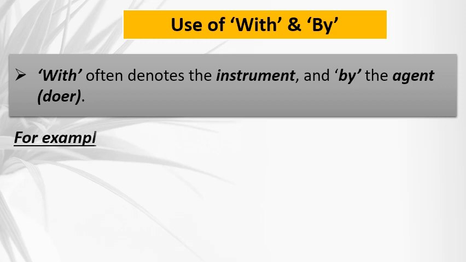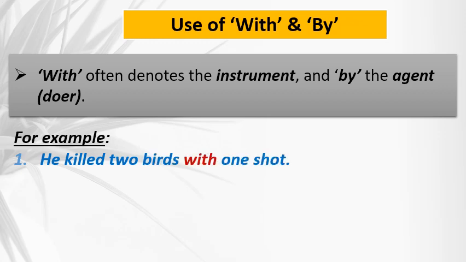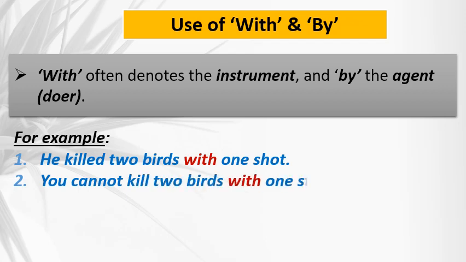To clarify it, let us see some examples. Number 1, he killed 2 birds with one shot. As you can see, we are using with for the instrument, for a tool or weapon. Number 2, you cannot kill 2 birds with one stone. So again here with is used with any instrument, tool or weapon.